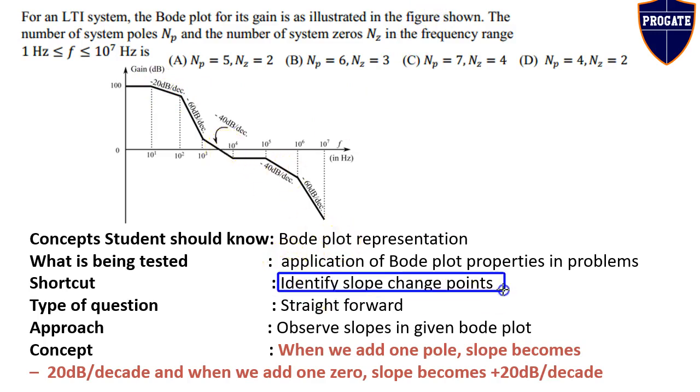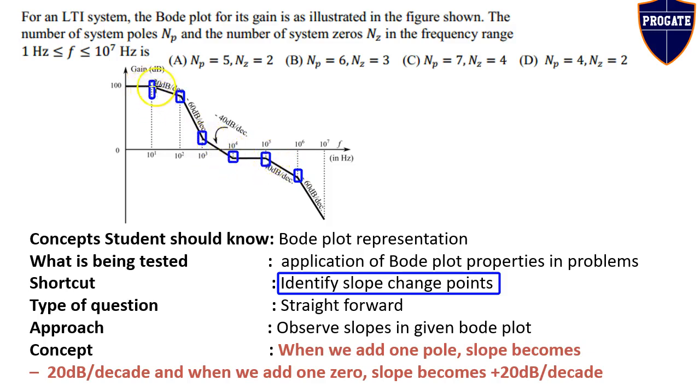So this is the other slope change point. Why are these called slope change points? Because the slope is changing abruptly at this point. Here also the slope is changing, but the change in slope is gradual, at the rate of minus 20 dB per decade. But here, there is an abrupt change in slope.